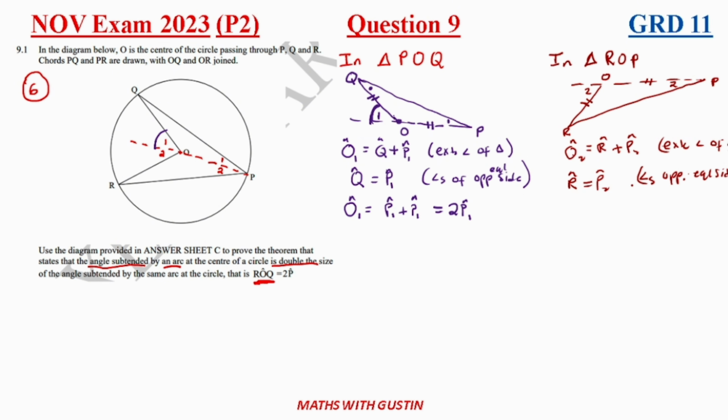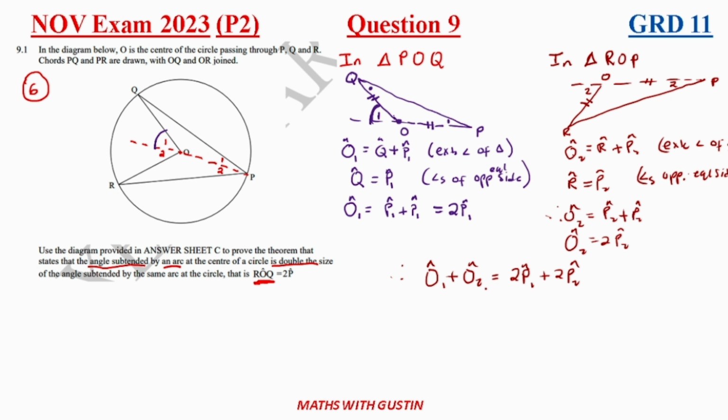Okay, there you go. So therefore it means O2 would have to be equal to P2 plus P2 as well, which makes O2 equal to twice P2. Okay, so therefore now you can come here at the end and say the total of O1 plus O2 is equal to 2 P1 plus twice P2.